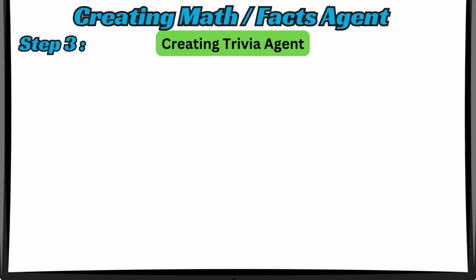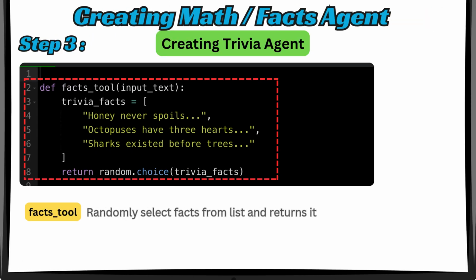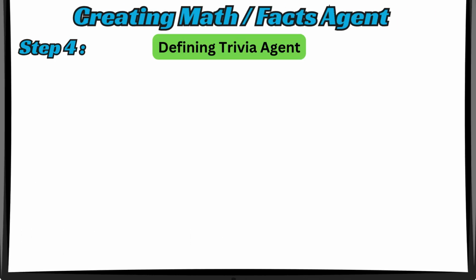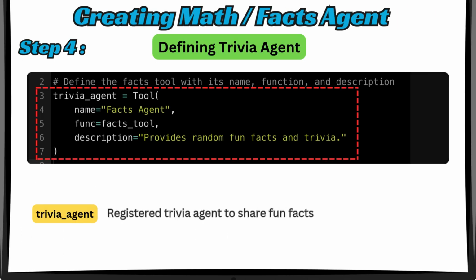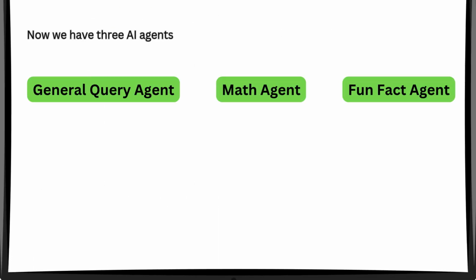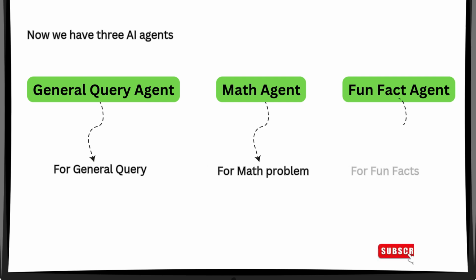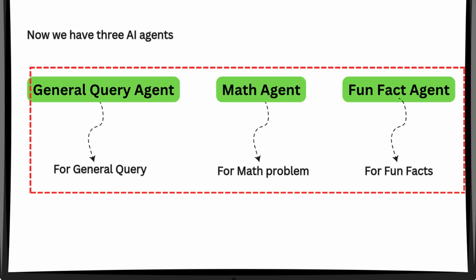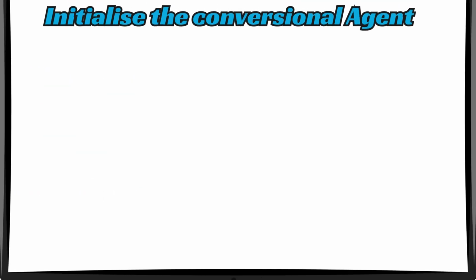Step 3. Creating the trivia agent. This function randomly selects a fun fact from a list and returns it. Step 4. Defining the trivia agent. Now our trivia agent is registered and ready to share fun facts. Awesome. We now have 3 AI agents. One for general queries, one for math problems, and one for fun facts. In the next section, we'll combine these agents into a single chatbot and add memory so it can remember past conversations.